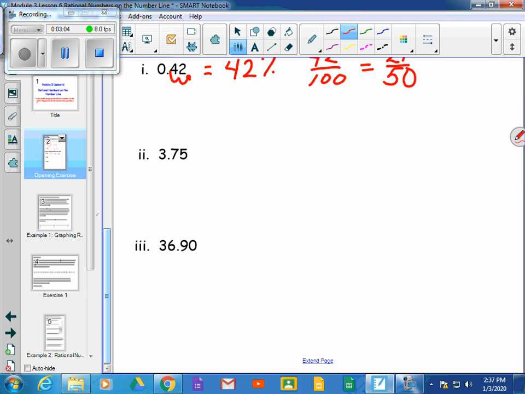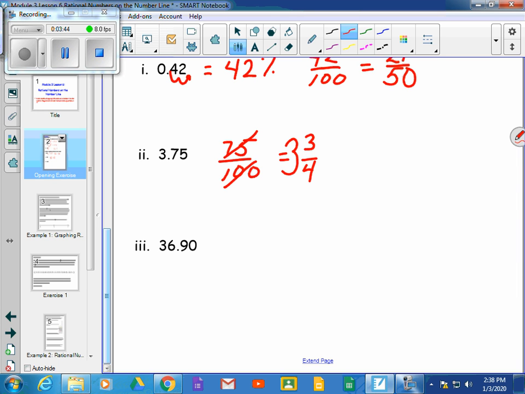Next example, we've got a decimal this time with a digit in front of it that's not 0. So that tells us we're going to have a mixed number. If I deal with just the decimal part, I have 0.75. That means I have 75 over 100. If I simplify that, I can divide a 25 out of both of those. This becomes a 3. That becomes a 4. So my final answer is going to be 3 3/4, because I have that 3 in front of the decimal point.